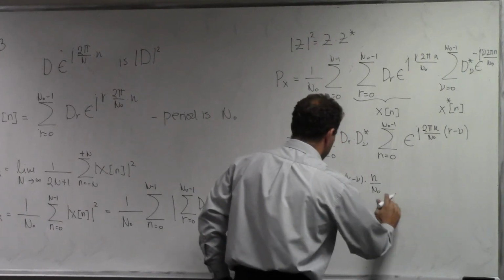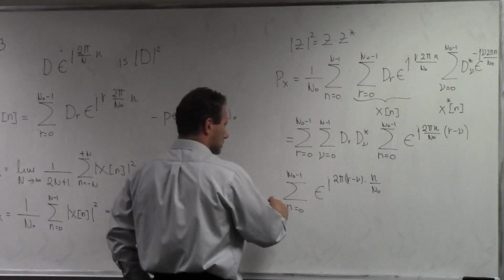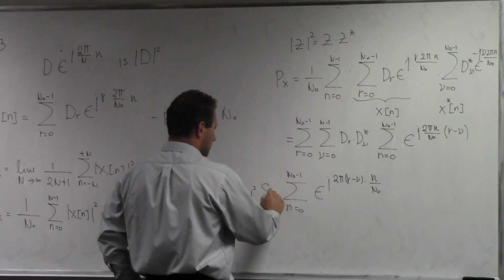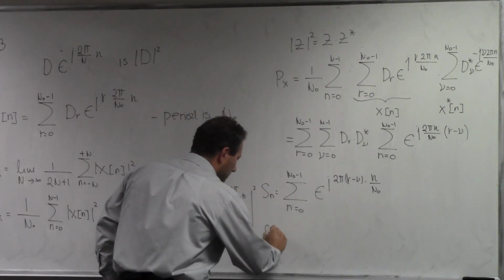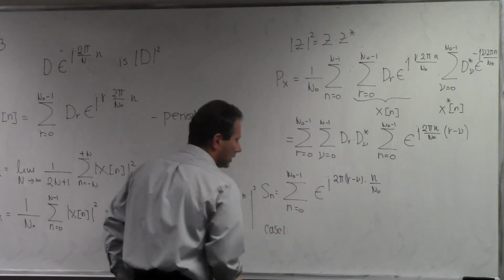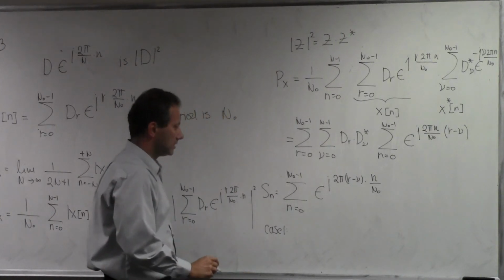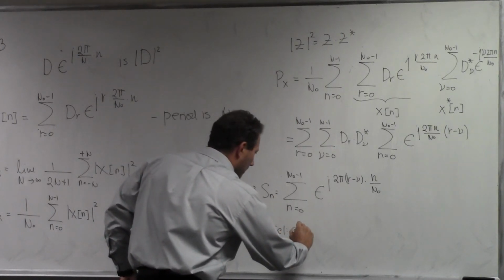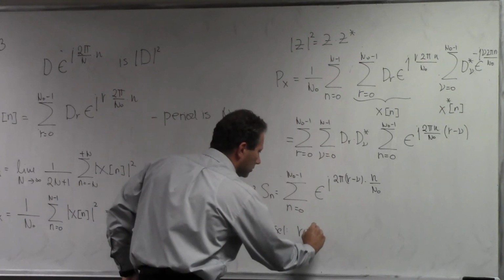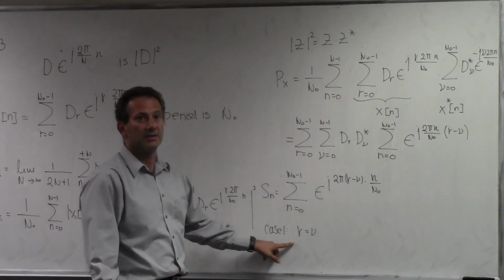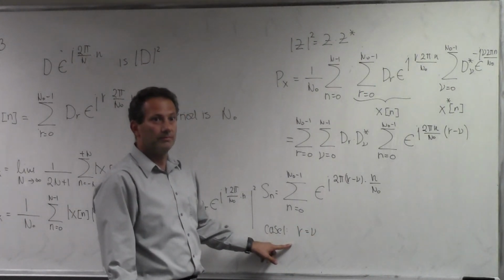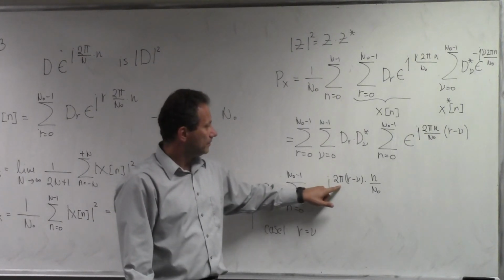Let me call this sum Sn. Case 1, let's look at the easier case: r is equal to nu. If r is equal to nu, then what is this?